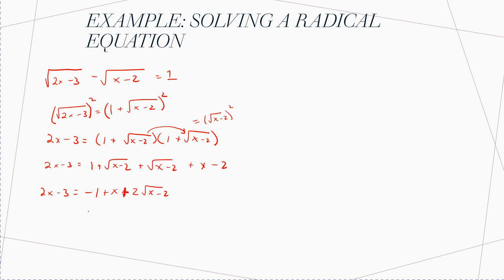So what are you going to do now? I know it gets a little confusing here. So now you're going to add the 1 over, and you're going to subtract an x. So these cancel. So 2x minus x gets you x. Minus 3 plus 1 gets me minus 2, is equal to 2 times square root of x minus 2. Now you're going to have to square both sides.